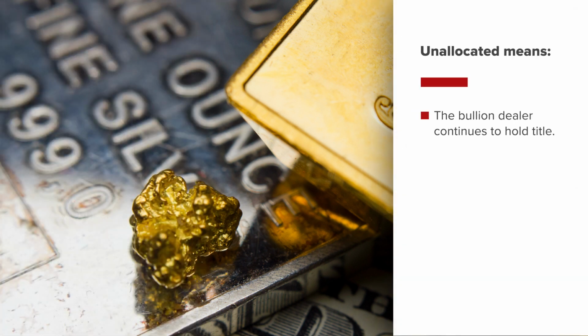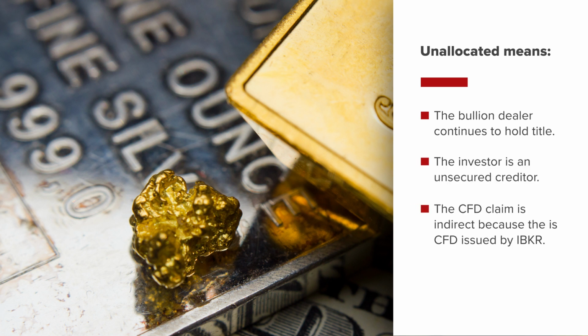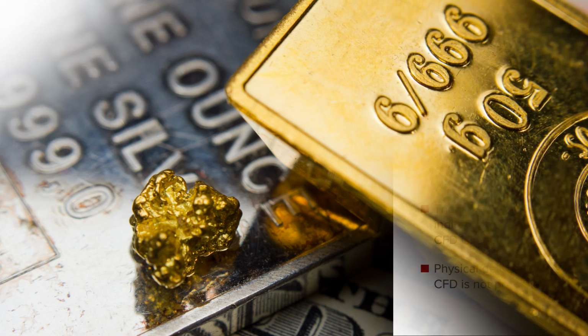Unallocated means that the bullion dealer continues to hold title and the investor has a claim on the bank as an unsecured creditor. In the case of a CFD, that claim is indirect, as our clients trade a CFD issued by IBKR, who in turn has an unallocated position in the metal. Physical delivery is not possible for the CFDs.